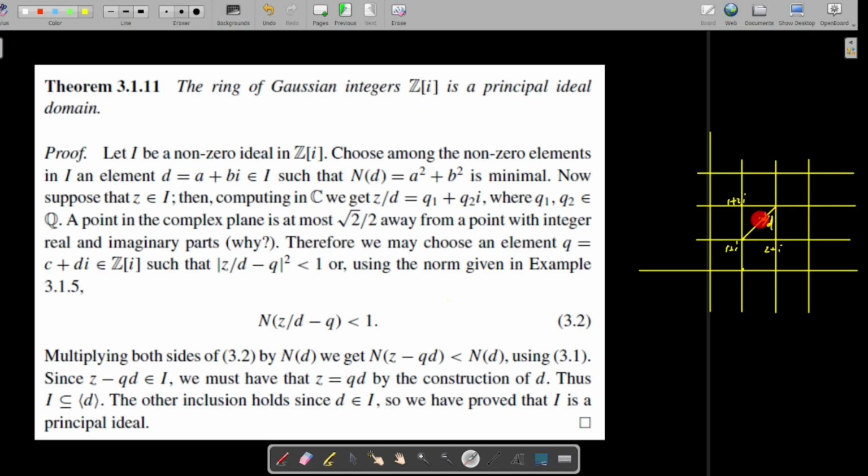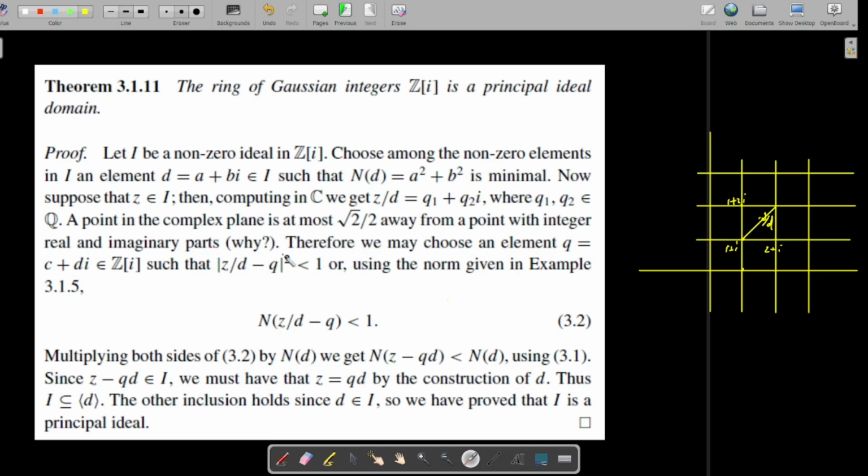And here this element z by d belongs to the interior of this square. So this is at most a distance of root 2 by 2. In the extreme case, it may belong to the midpoint of this line, then the distance is exactly root 2 by 2. Otherwise, it is less than root 2 by 2. So a point in the complex plane is at most root 2 by 2 away from a point with integer real and imaginary parts.